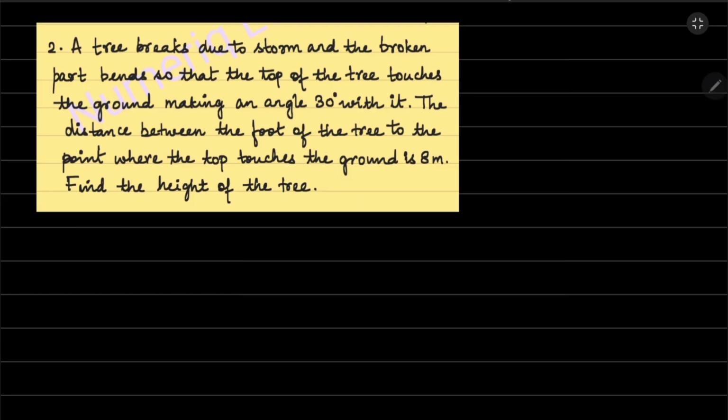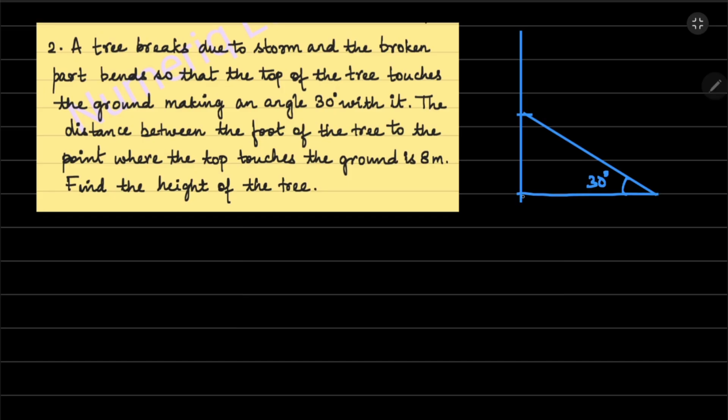First, let's draw a tree. Suppose this is your tree, and the tree breaks due to a storm. This is where it breaks, and the top of the tree touches the ground, making an angle of 30 degrees. So what is given? A tree breaks due to storm, so here it breaks and the broken part of the tree bends and touches the ground, making an angle of 30 degrees. So this angle is 30. It is making 30 degrees with the ground. So this is your ground.